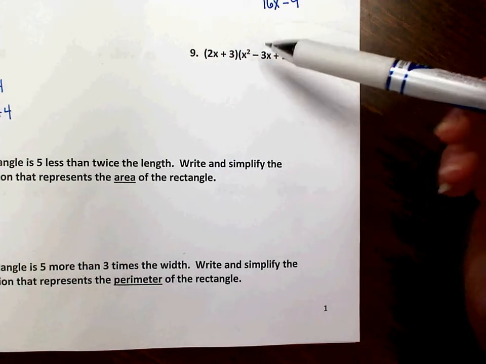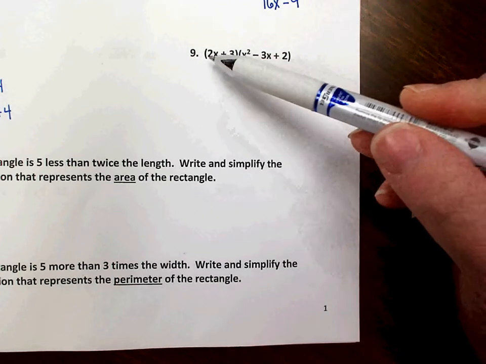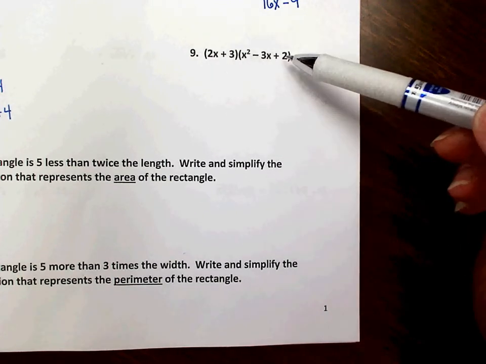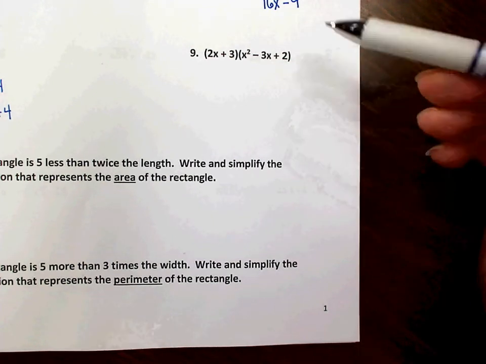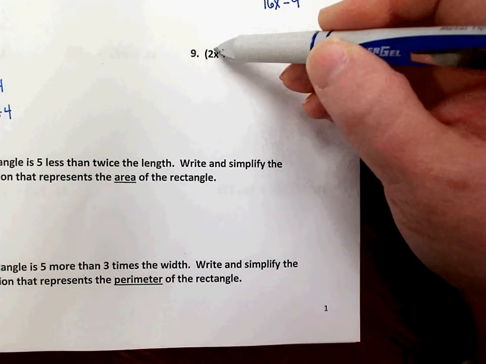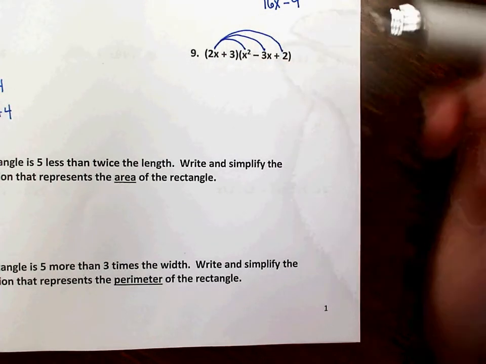On number 9, we're still multiplying, no addition or subtraction between the parentheses. This time we have 2 terms times 3 terms. So 2 times 3 is 6. That means we'll get 6 terms when we multiply. So first we're going to distribute the 2x times all 3 terms in the trinomial here.